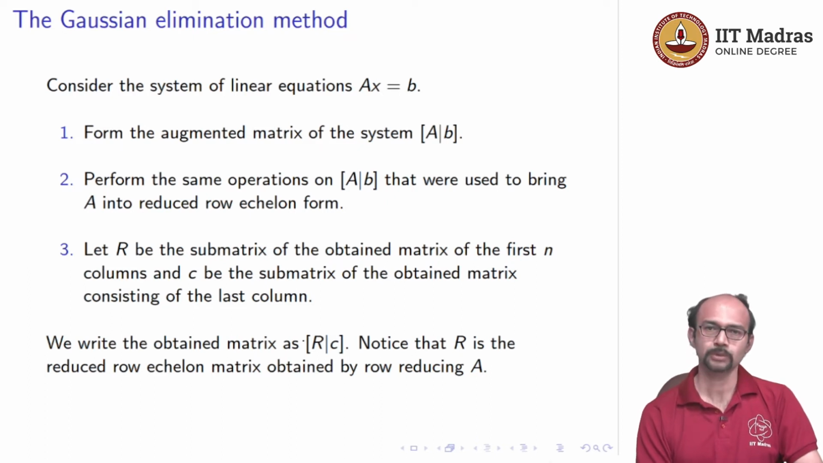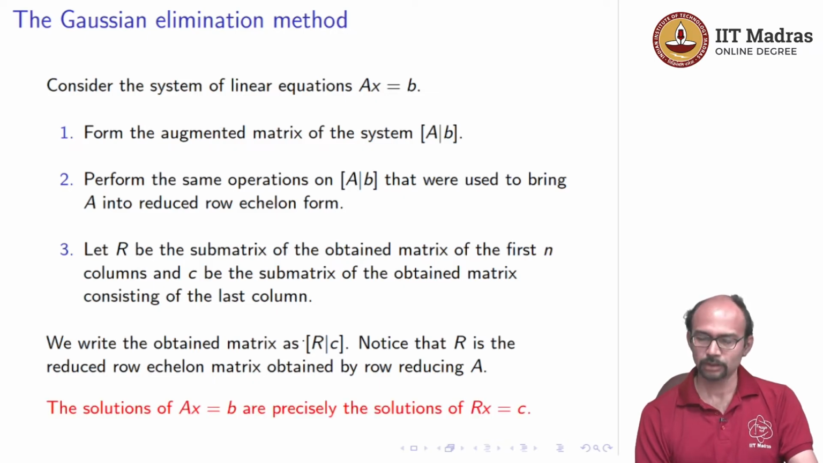And now this is the important part. Notice that R is in reduced row echelon form. It must be, right, because you took A and applied all the row operations on A/B that we used to put A into reduced row echelon form. So indeed R is exactly the matrix that you got after you applied all those operations to reduce A into reduced row echelon form.